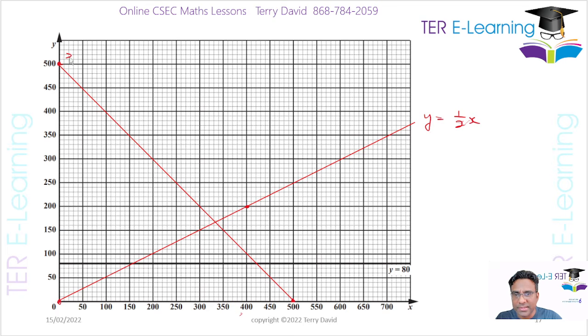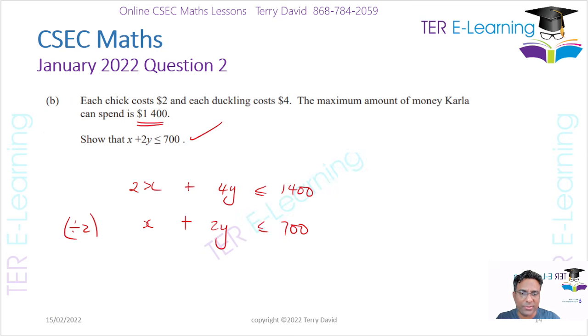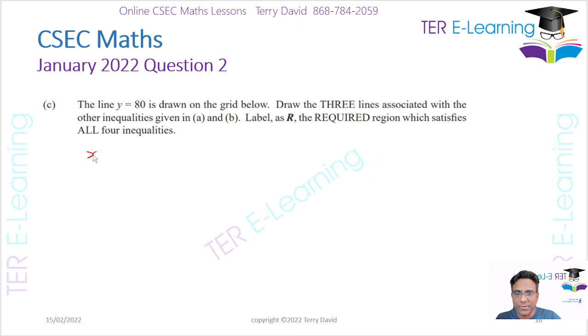So this graph here is x plus y is equal to 500, right? So that's my second line. Now my third inequality has to do with this: x plus 2y is less than or equal to 700. So the graph that we're going to plot is x plus 2y is equal to 700.